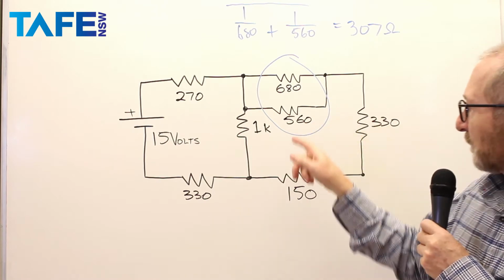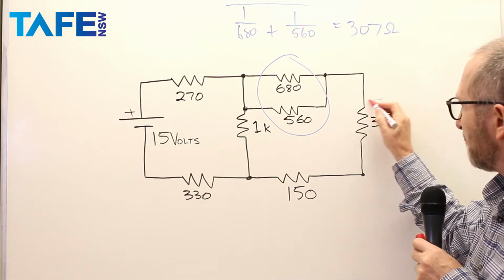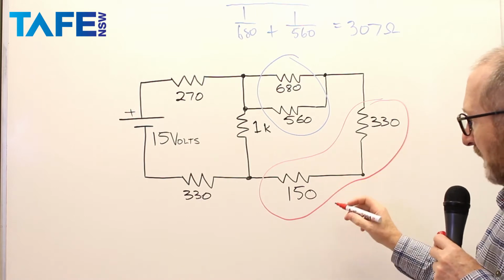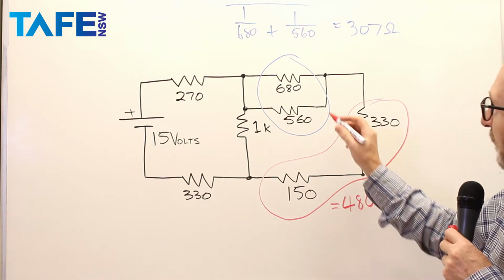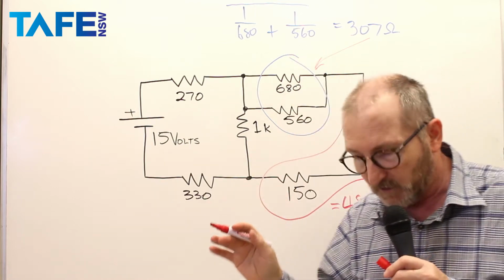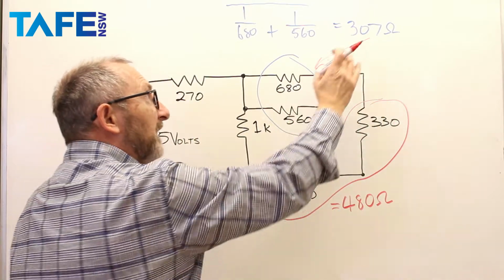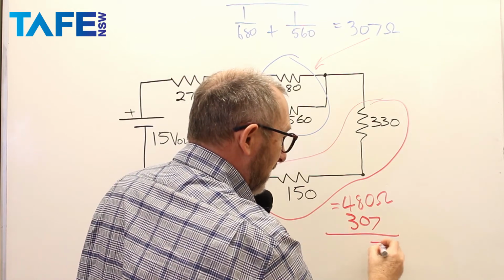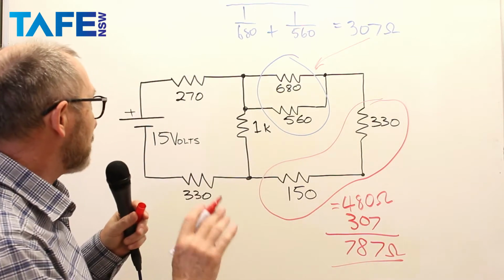The next part of the solution, I can see that I've got some resistors in series. So I'll put a loop around those, and 330 plus 150 equals 480 ohms. And I know that I've got my 307 ohms there. That 307 ohms is in series with these two, so I add the 307 to the 480 to come up with 787 ohms at that point.